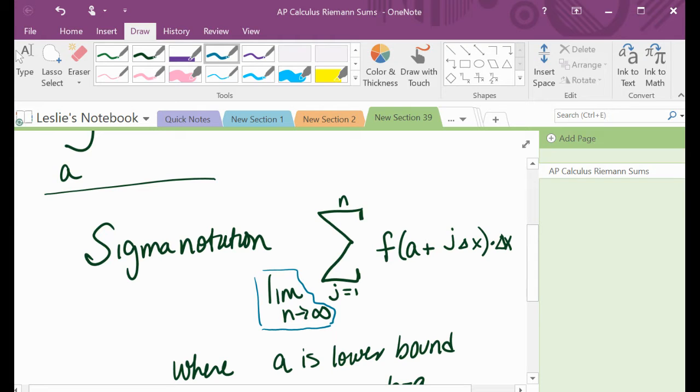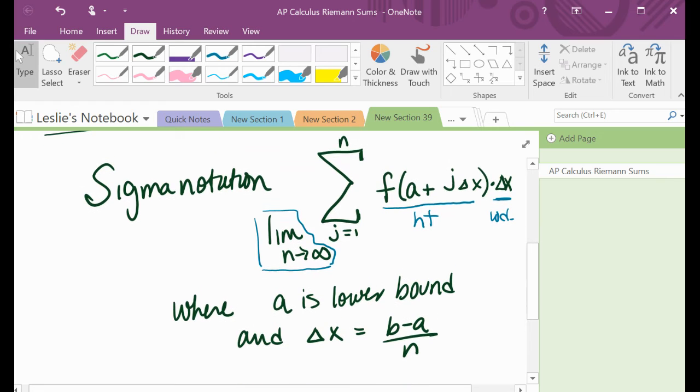So this is the sigma notation setup. We start out by writing the limit as n goes to infinity, and then j, that's going to count the rectangles as we move across, and we want to go from the first one to the nth one, right? And then f of a plus j delta x represents the height of the rectangle. The delta x is how far across the width of the rectangle. And so when you multiply these together for each individual rectangle, the sigma says to add them up.